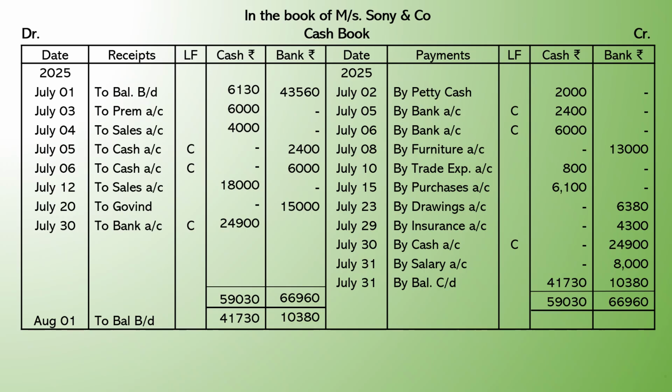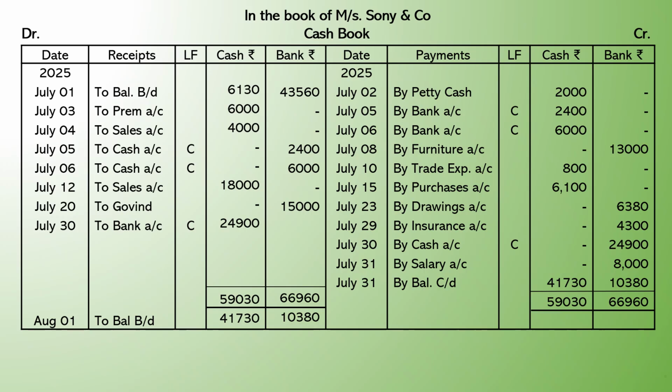30th July. Cash drew from bank 24,900 rupees, contra, enter on both sides. On the debit side show to bank account and enter the amount in the cash column. As this is a contra entry, on the credit side show by cash account and enter the amount in the bank column. Also mention c on both sides in the LF column. 31st July. Paid salary by check 8,000 rupees, payment by check, enter on credit side, bank column.